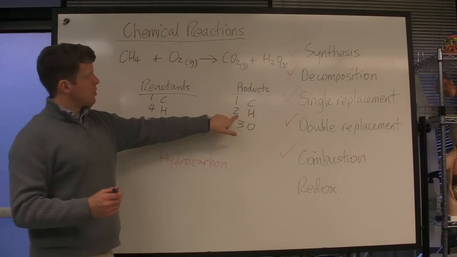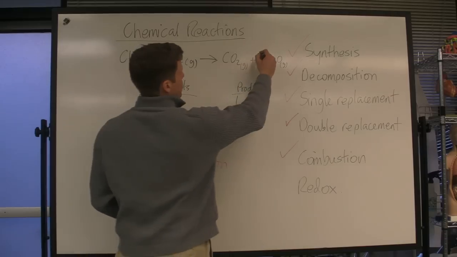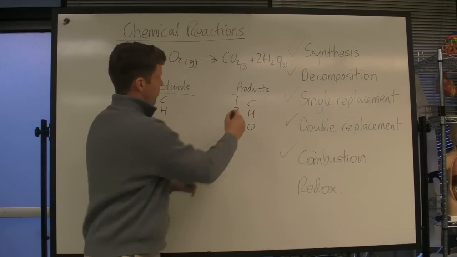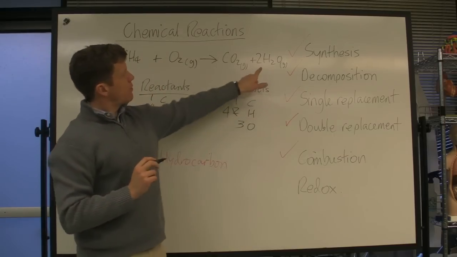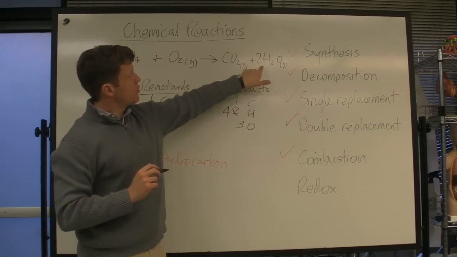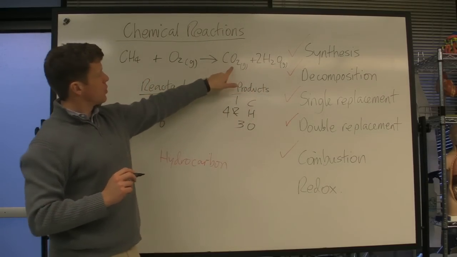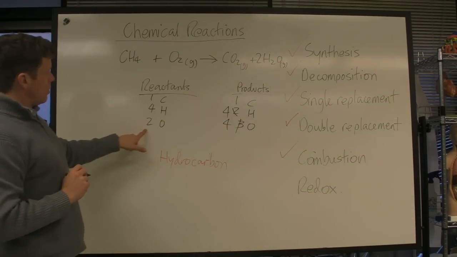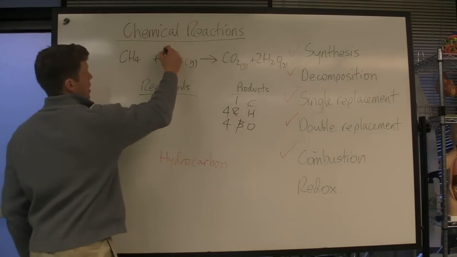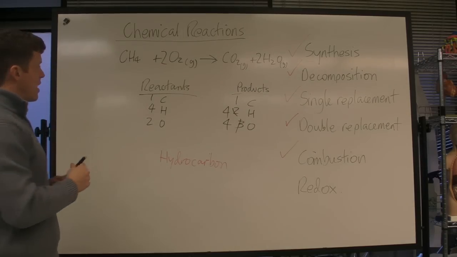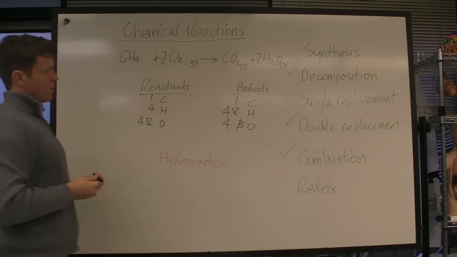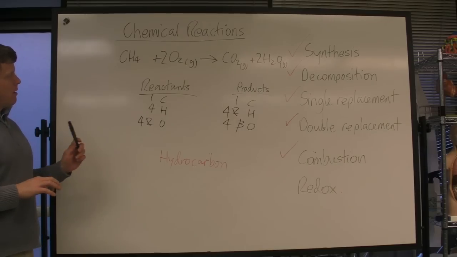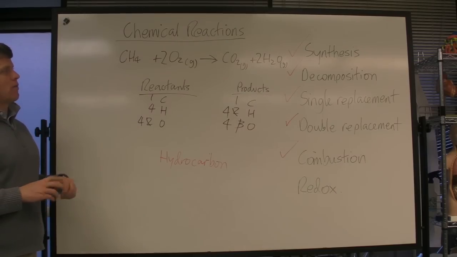So hydrogen, I need to double the amount of hydrogens over here. So I'm going to put a 2 right there. So 2 times 2 would give me 4. But now I've changed the number of oxygens. I've got 2 times 1, which is 2. And I've also got 2 there, so that's 4 total. So I need to double the amount of oxygen over here, and I'm going to do that by putting a 2 in front of the oxygen. So now I've got equal numbers of both. So that's combustion. It follows the same general pattern every time.